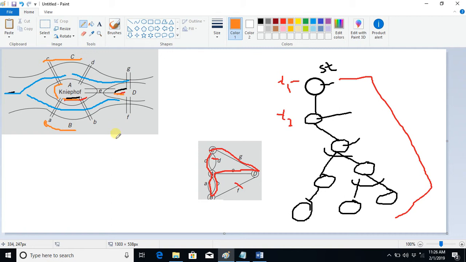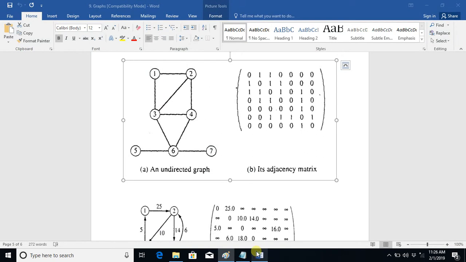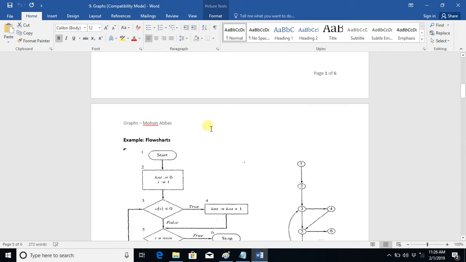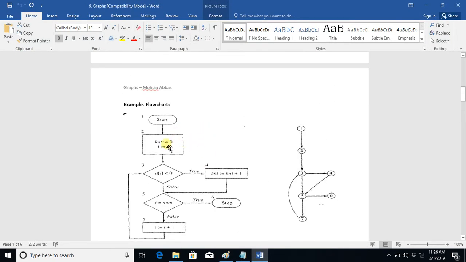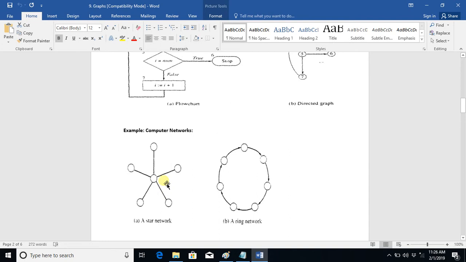Like this is a programming problem, a flow chart. This is another flow diagram, and this is a star network of a computer network problem. This is a ring network. So any problem can be represented using a graph.